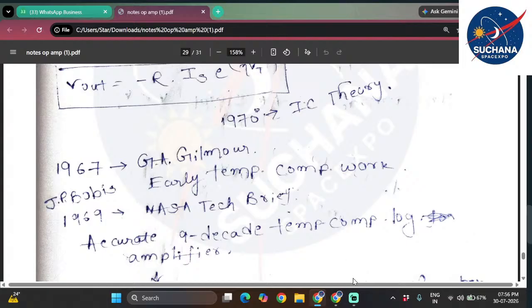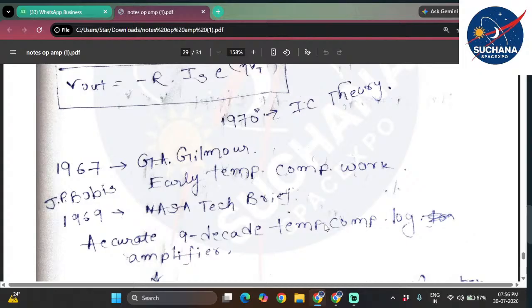So thank you for joining today's session on operational amplifiers. We discussed how, with the help of an op-amp, we can do integration and how it acts as an integrator. We did a graphical analysis of slew rate, and how slew rate affects a square pulse and a sinusoidal wave.